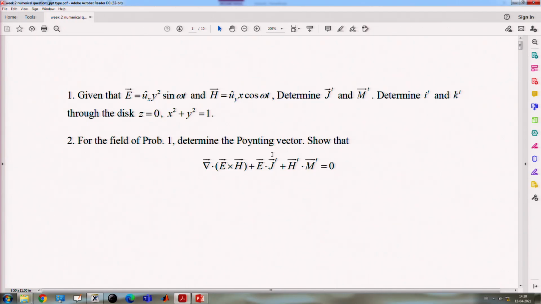So, this is the first problem. Given that the vector electric field is equal to ux y squared sin omega t and the vector magnetic field is equal to uy x cos omega t, determine Jt and Mt. Here Jt is the total electric current density and Mt is the total magnetic current density. In the next part, determine It and Kt through the disk z equal to 0 and x squared plus y squared equal to 1. So, first we will do this problem.